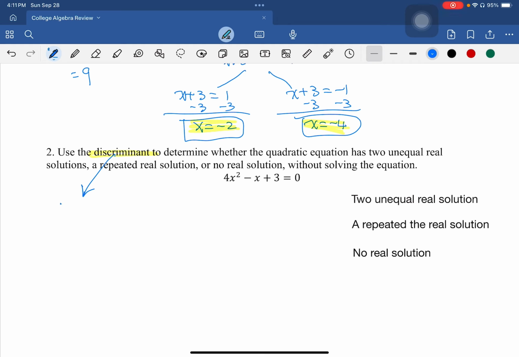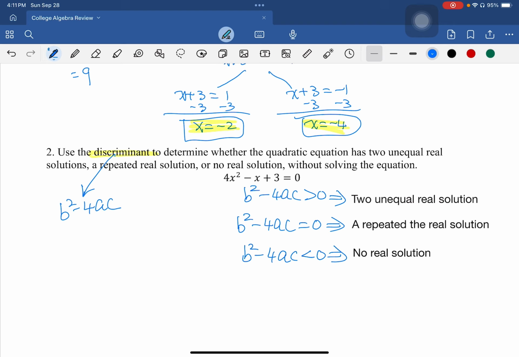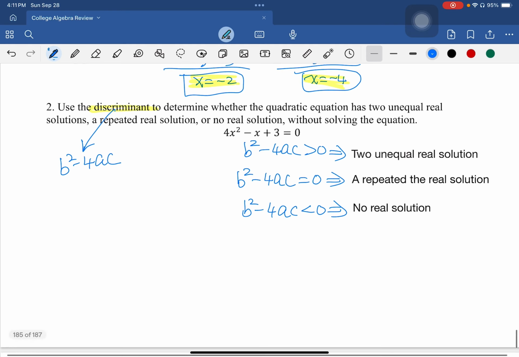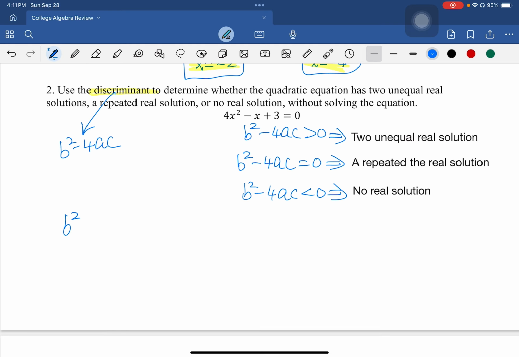If b squared minus 4ac equals 0, then the equation has a repeated real solution. If b squared minus 4ac is greater than 0, then the equation has two unequal real solutions. If b squared minus 4ac is less than 0, then the equation has no real solution. So, our task is to compute b squared minus 4ac.